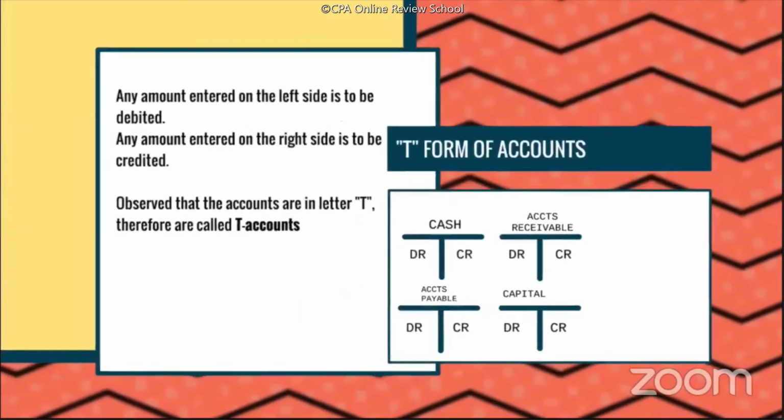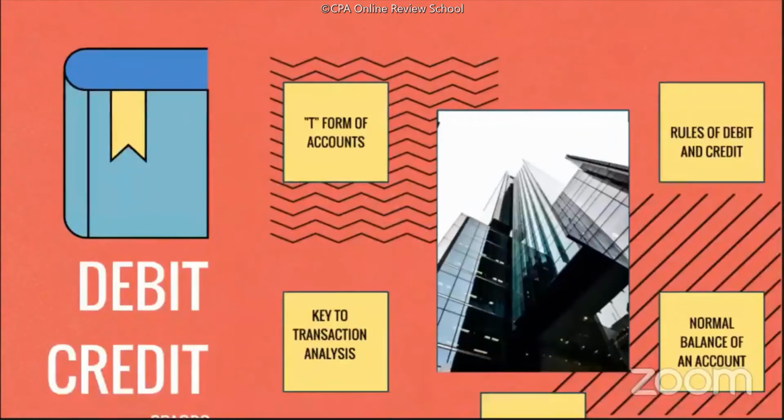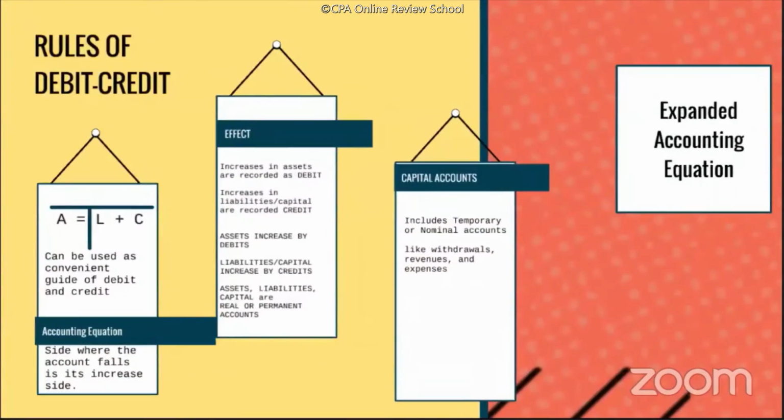Okay? Rules. Kailangan nyo malaman yung rules of debit and credit. So the T account or the debit and credit is very convenient as a guide in debit and credit. So makikita mo dito na yung ginawa natin kanina, yung asset, debit ang normal balance, credit ang normal balance ng liabilities and capital. So sinasabi niya rin dito, side where the account falls is its increased side. So increased side daw to.